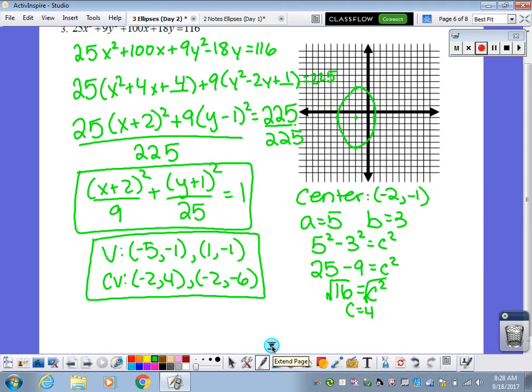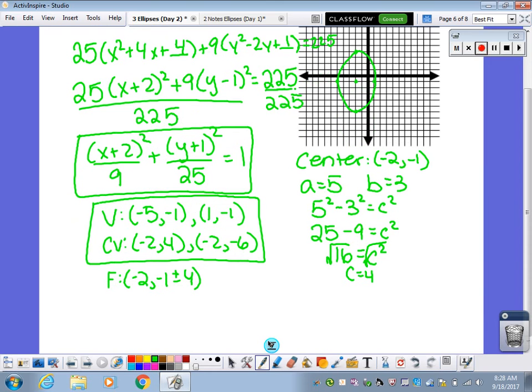So that means our foci would be -2, -1 plus or minus 4, which we don't want to write like that because we can actually add those things together. So our foci is going to be -2, 3, and -2, -5. And we can even plot those points here. -2, 3, -2, -5. And there are our foci.